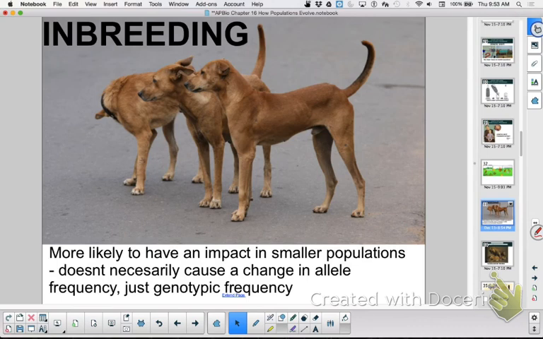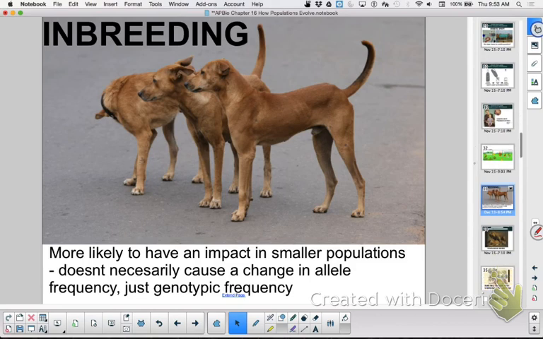Would you ever be able to completely wipe out a recessive trait? What do you think? Could you ever completely wipe out a recessive trait? Yeah. You can make it small, but where can it always hide? In the heterozygote. But you don't know. You don't know. Okay, two people. Okay, that scenario.